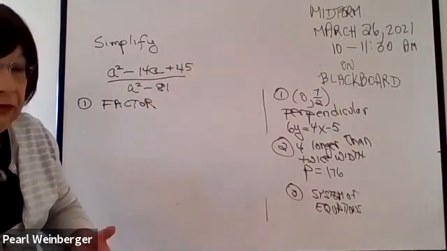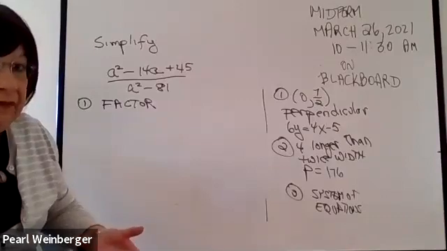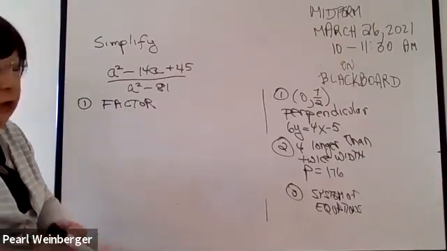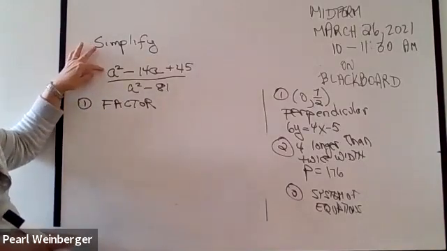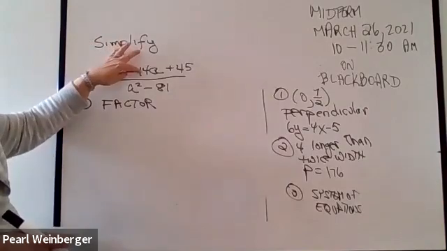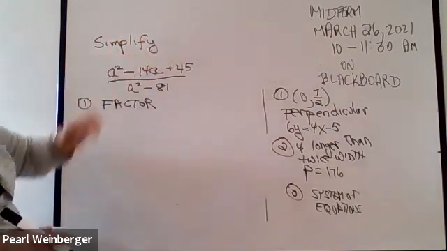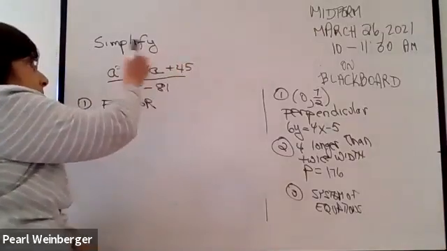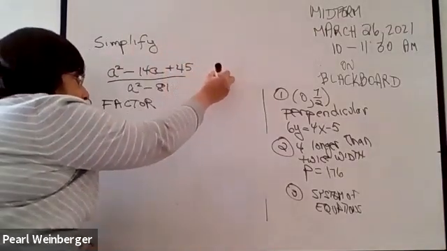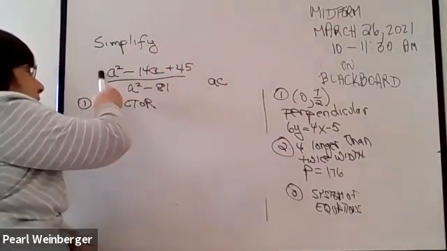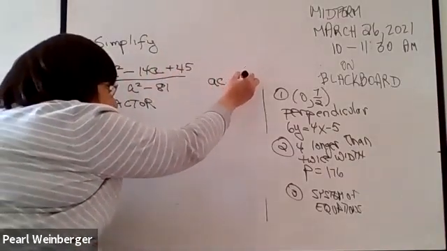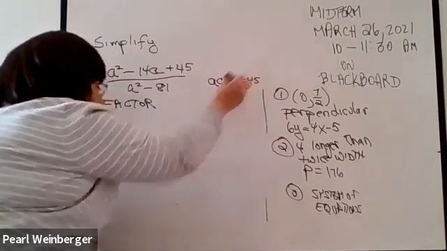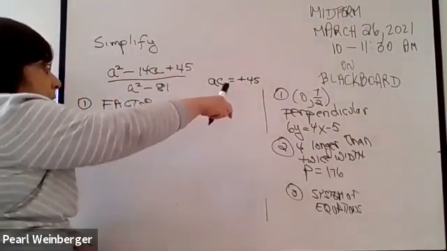And again, that's why we've just done a chapter that involved all this factoring. So we have to know how to factor. So doing that, I'm going to look at my numerator, a squared minus 14a plus 45. And I'm going to do my AC method. My a, the number in front of the a squared, is 1 times 45. It's a positive 45. I'm going to do this right over here.